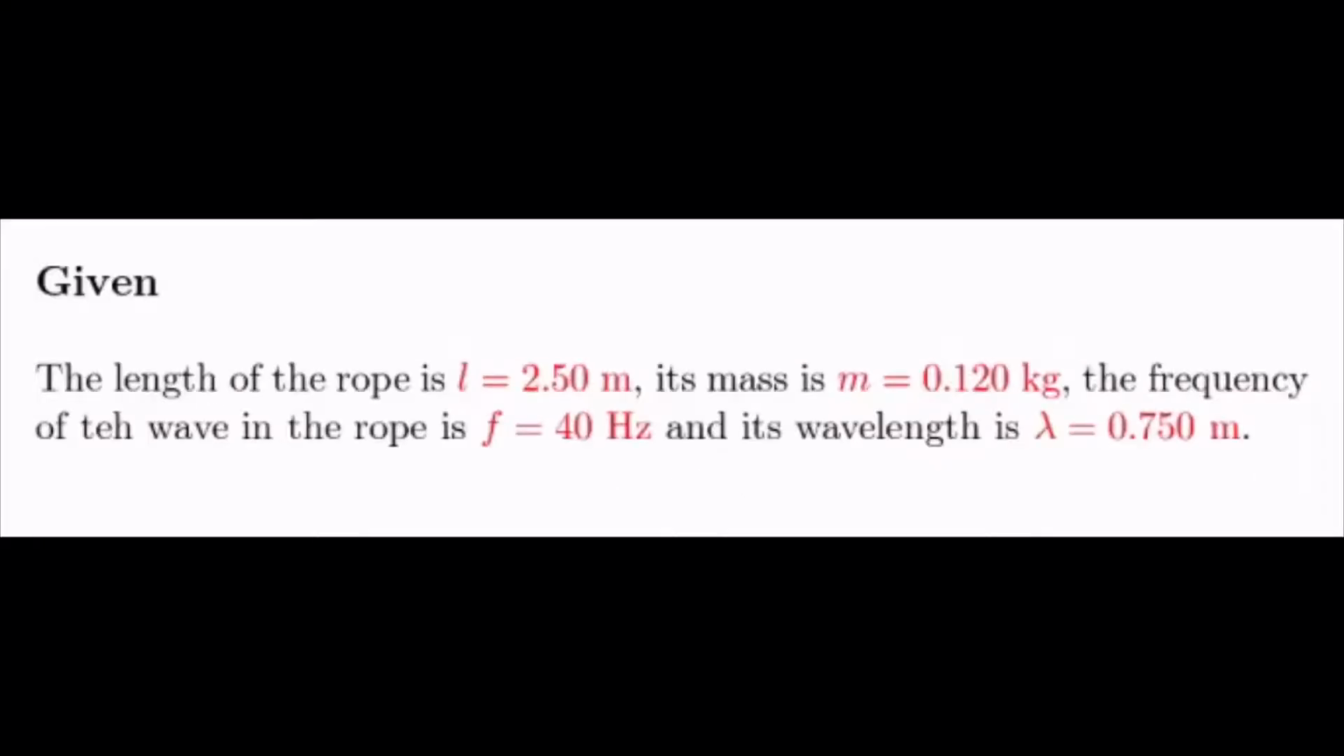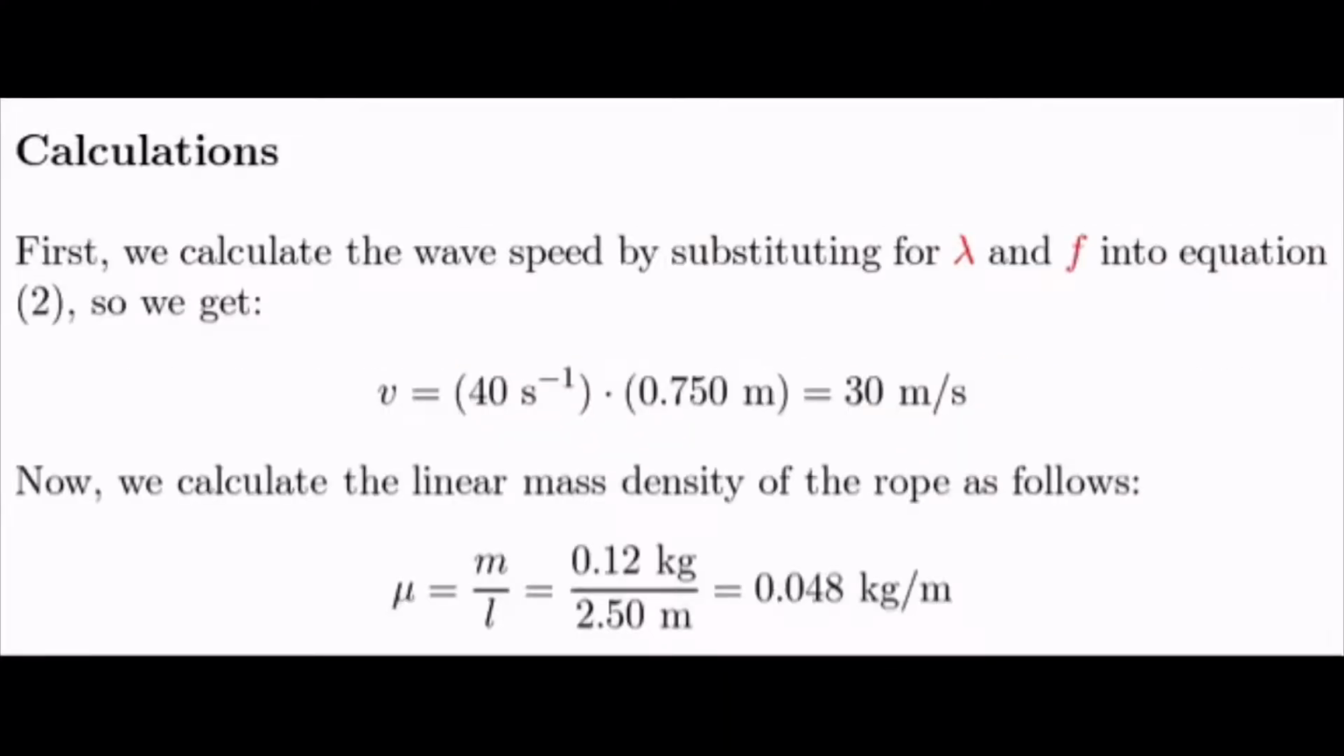In our equation, we are given the length of the rope, which is 2.5 meters, and its mass, which is 0.12 kilogram, and the frequency of the wave in the rope, which is 40 hertz, and with a wavelength of 0.75 meters. Now, for our calculation, we would first need to find the wave speed, and by substituting our values into our first equation, we would get v equals 30 meters per second, which is our wave speed.